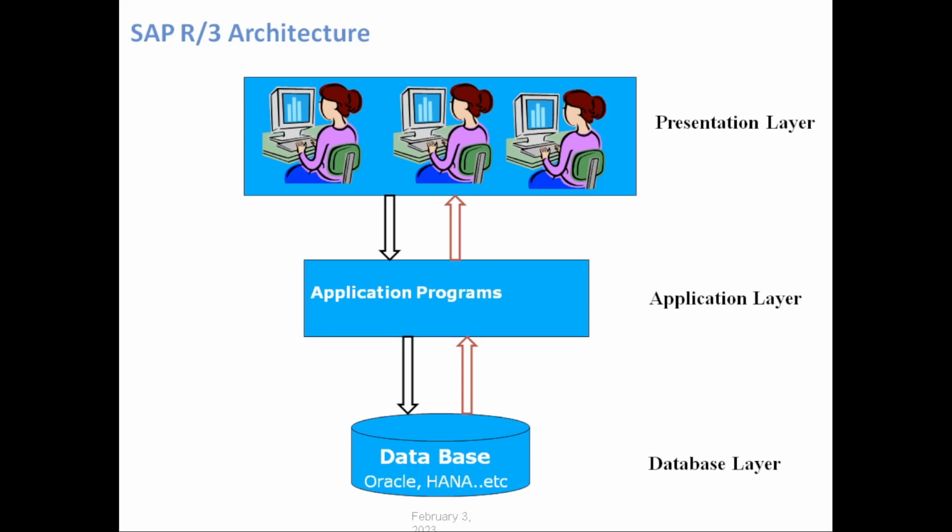When you click on some button, the corresponding application program will execute in the application layer, and it will contact the database, get the data you are requesting, and display it on your screen, right? So we have a three-tier architecture. What do we call this architecture? Three-tier architecture. The presentation layer is separate, the application server is separate, and the database server is separate, right? Yes, sir. So we are not going to maintain everything in the same system.